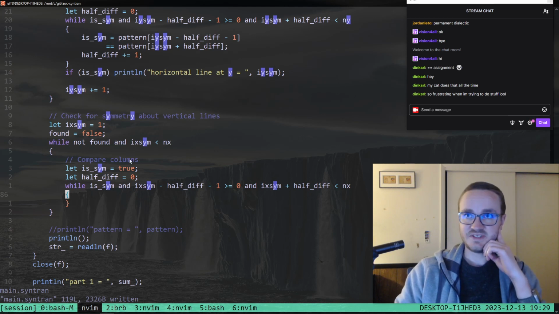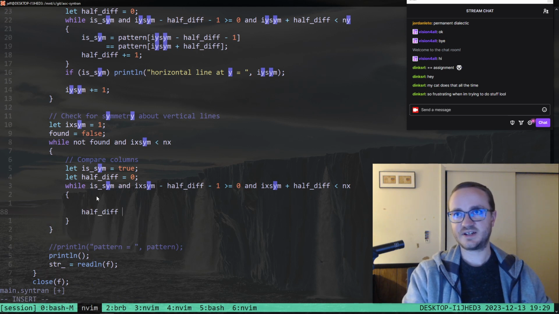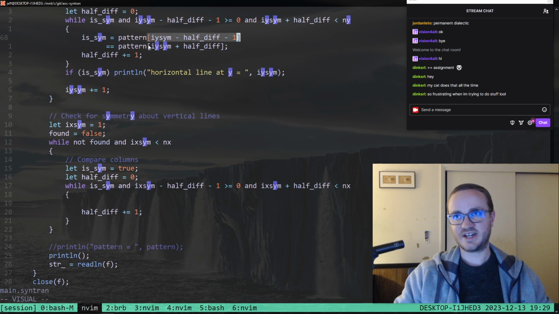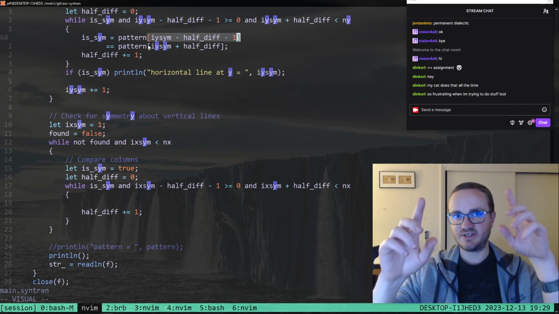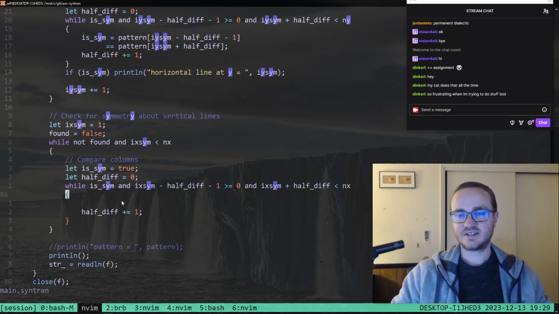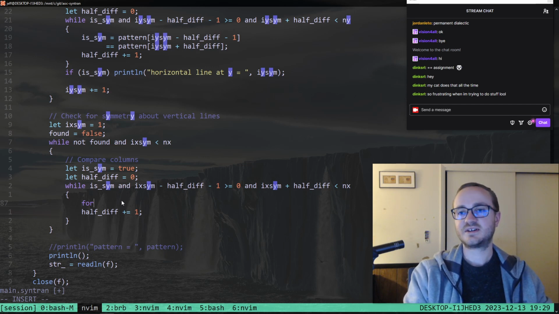And isSym is going to be a little bit trickier, but at the end we're still going to increment half diff by 1. So now instead of doing a one-liner, I need a loop that loops through every y position. Because if I'm comparing two columns, I have to compare every y position or every row of both columns. So I need a loop here because I can't really transpose the string. My strings only represent rows. I don't have a string that represents a whole column.